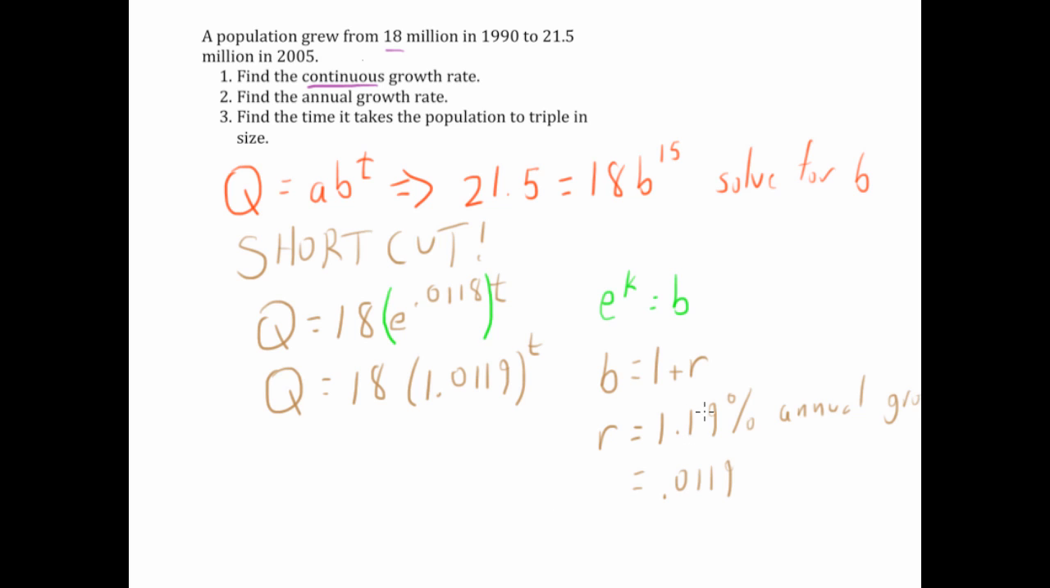Now, just a note here, this is just slightly higher than our continuous growth rate, because continuous growth happens all throughout the year, and so at the end of the year, you get a little bit more growth. All right, last part of the problem, 3. In 3, we want to find the time it takes the population to triple in size. To do this, we can use either one of the two formulas we have. I'll go with the e, since I think it works a little bit more nicely.